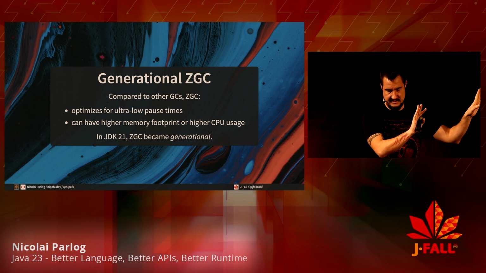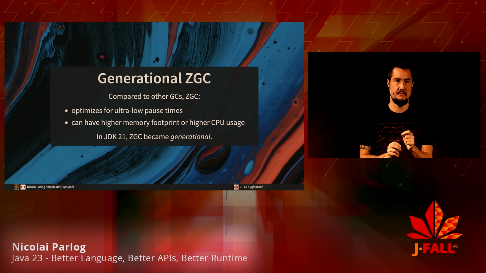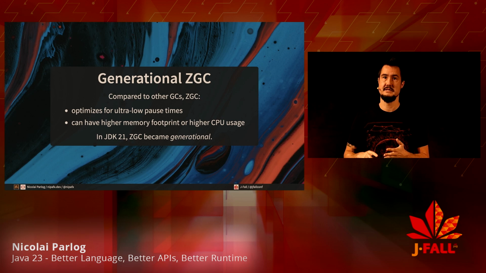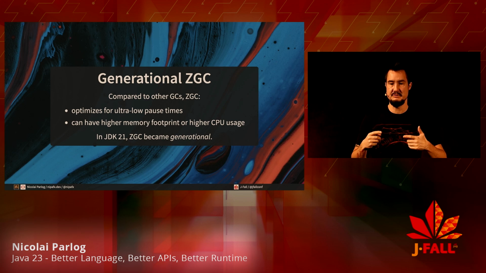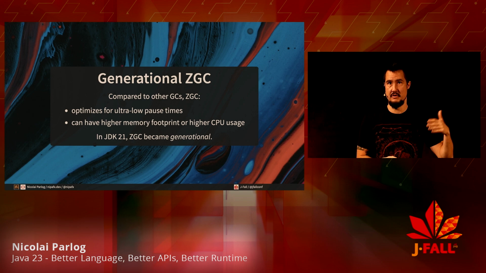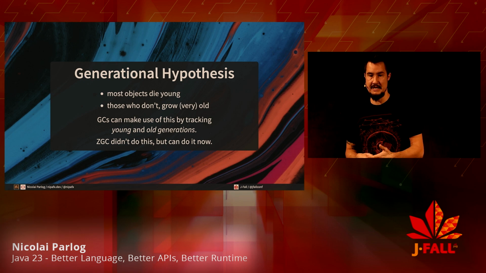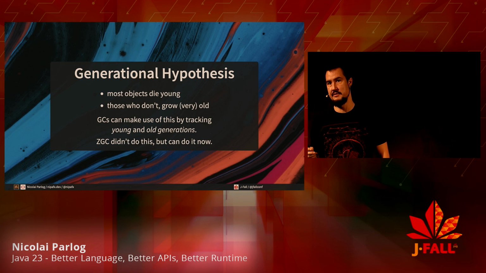ZGC, let's ignore the generational for now. ZGC is optimized for ultra-low pause times. That's its most important goal. And it can handle huge heaps while doing that, and that's all good, but it comes with a little bit more memory footprint and CPU usage in exchange for having these ultra-low pause times. In JDK 21, ZGC became generational, meaning it leans on the generational hypothesis that most objects do in fact die young, and those who don't die young grow very old.